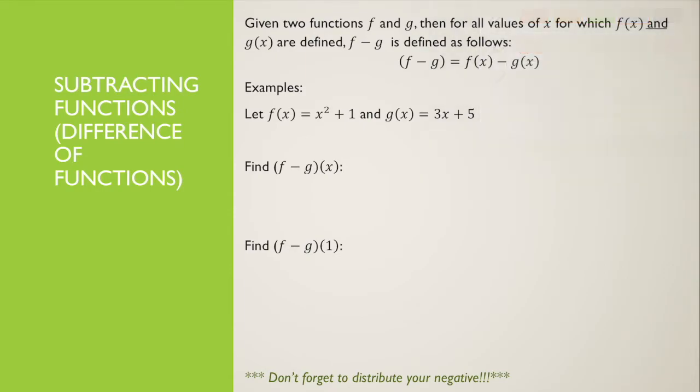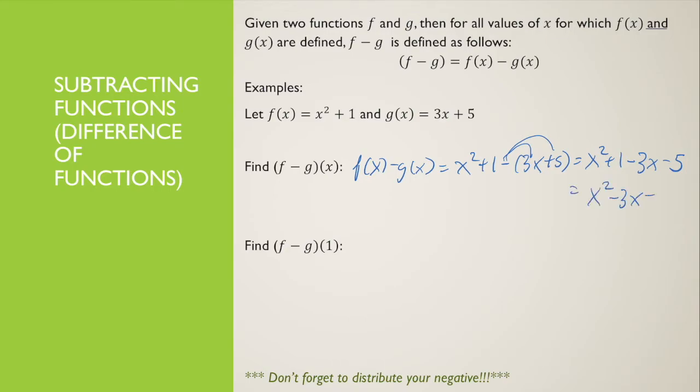So using the same functions we had before, where f of x is x squared plus 1 and g of x is 3x plus 5, I'm going to take f of x minus g of x, which means I have x squared plus 1 minus 3x plus 5. That gives me x squared plus 1. Then I distribute this negative, so I get minus 3x minus 5. So x squared minus 3x minus 4 is my final answer.